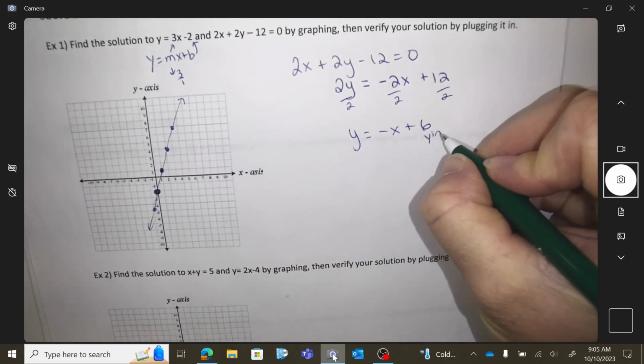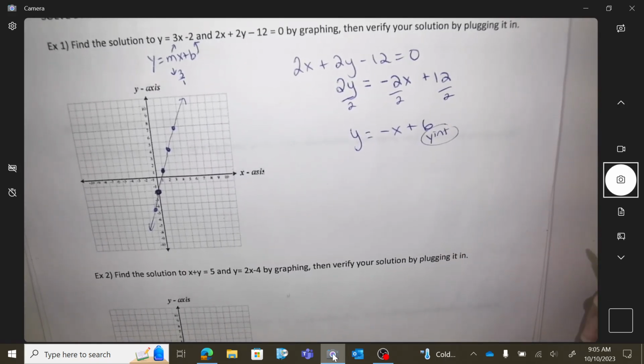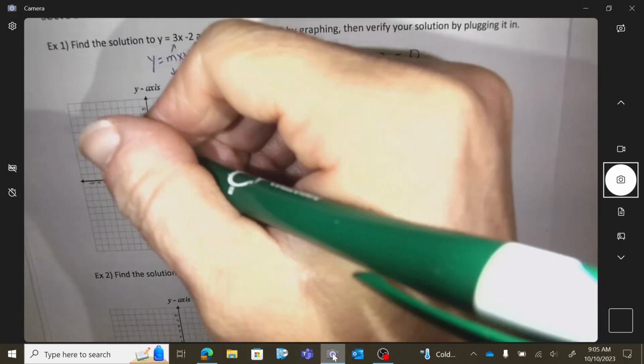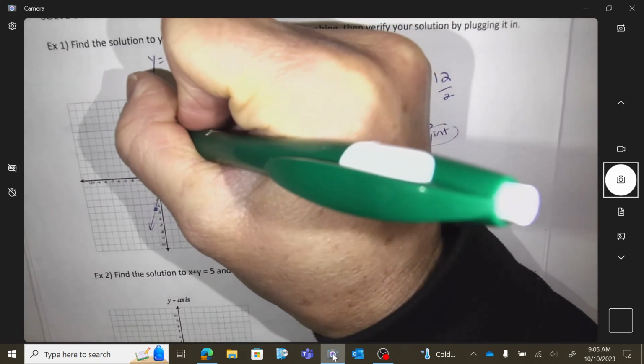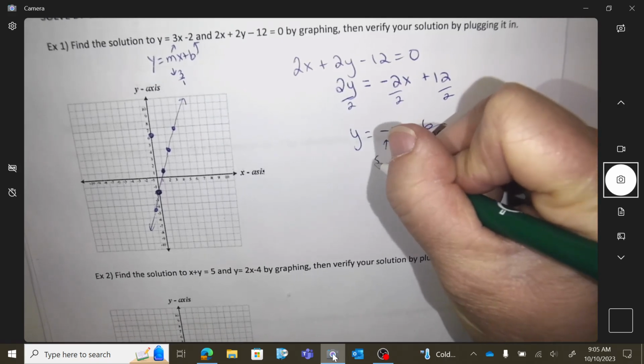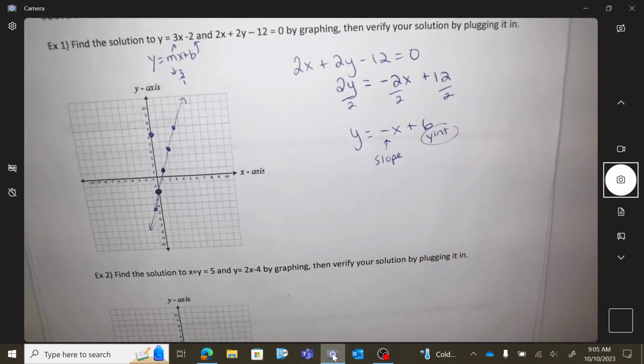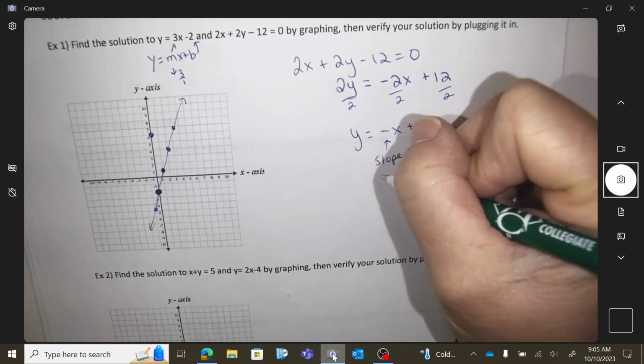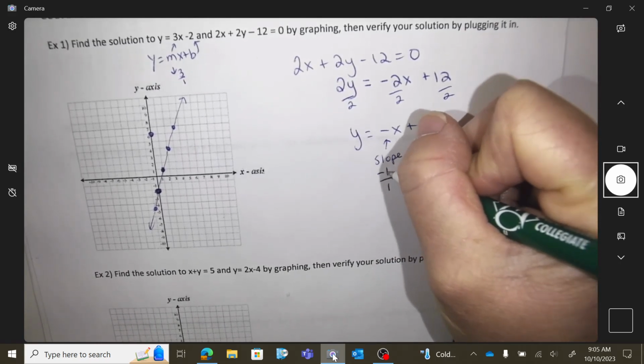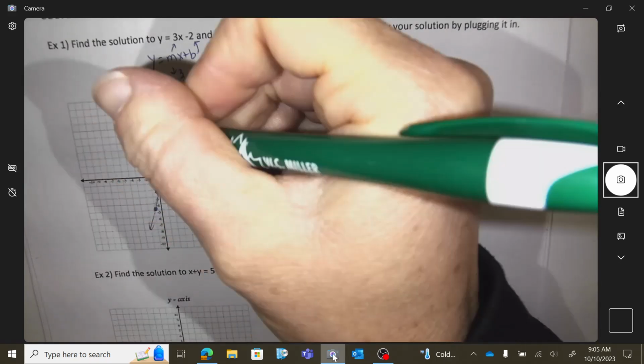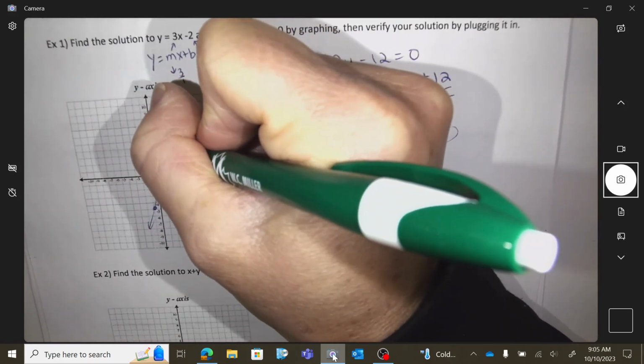So now I can identify my y-intercept is 6, and my slope is -1. So I would be going down 1 and then over. Down 1, over.